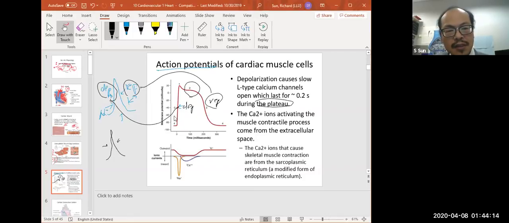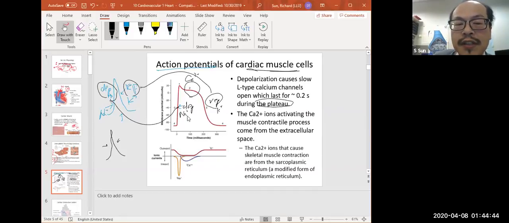During depolarization, the sodium channel opens. During repolarization, the potassium channel opens. During this plateau, the calcium channel opens, and the calcium influx allows the actin to bind with the myosin to complete the power stroke. So that's the action potential of the cardiac muscle. The unique feature is this plateau, with this influx of calcium into the cell.